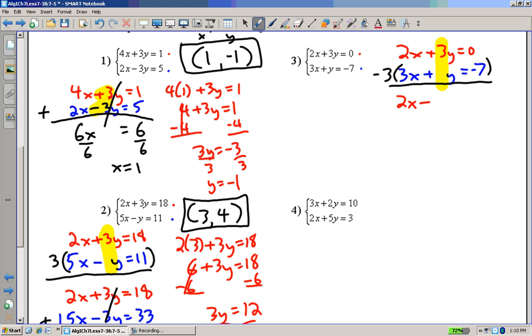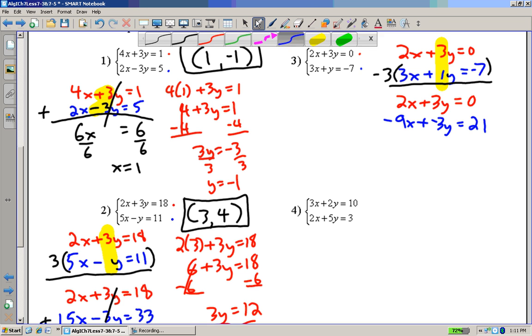So 2x plus 3y equals 0. I'll just simply bring it down. Negative 3 times 3 is negative 9. Now you could put a 1 there. Negative 3 times 1 is negative 3y. Negative 3 times negative 7 is positive 21.